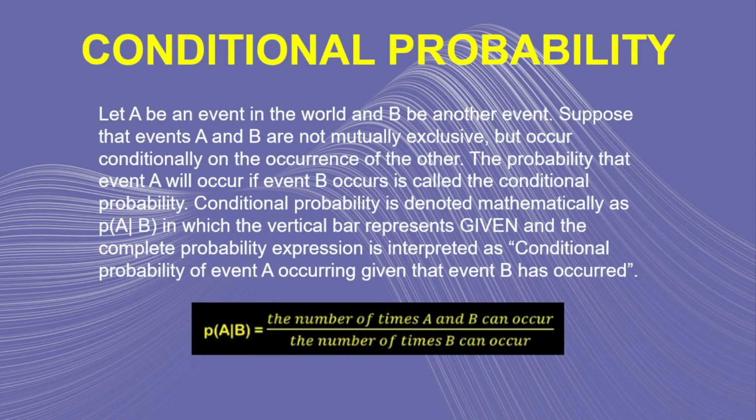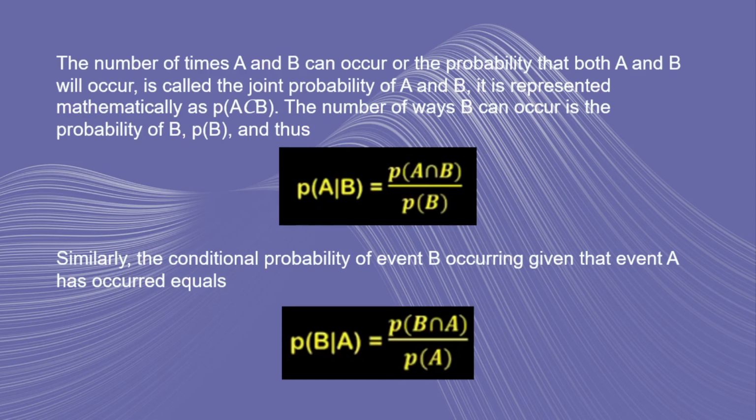P(A|B) equals the number of times A and B can occur over the number of times B can occur. The probability of both A and B occurring is called the joint probability of A and B. It is represented mathematically as P(A ∩ B). The number of times B can occur is the probability of B, P(B), and hence P(A|B) equals P(A ∩ B) over P(B).